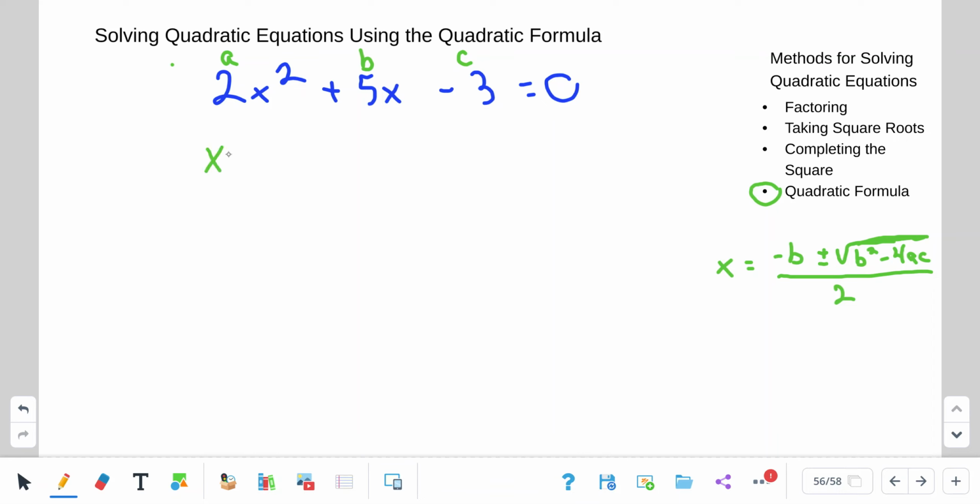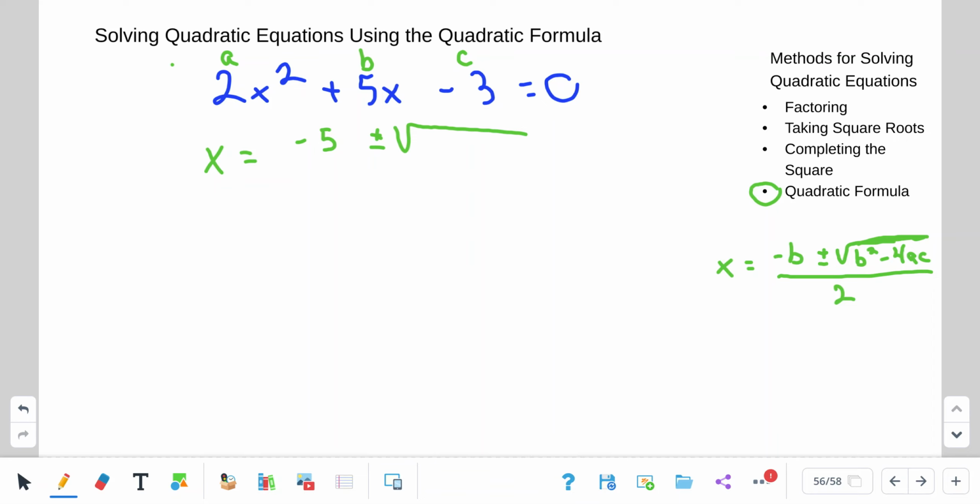Okay, so here's what we're going to do. We're just simply going to say x equals, and we're going to start putting the numbers in here. And I'm going to give you a couple of pieces of advice. This says negative b, so whatever b is, write its opposite right here. Okay, so since b is 5, we'll write negative 5. If b had been negative 5, we'd write positive 5 because it says the opposite of b. Okay, plus or minus, and then a big square root sign.